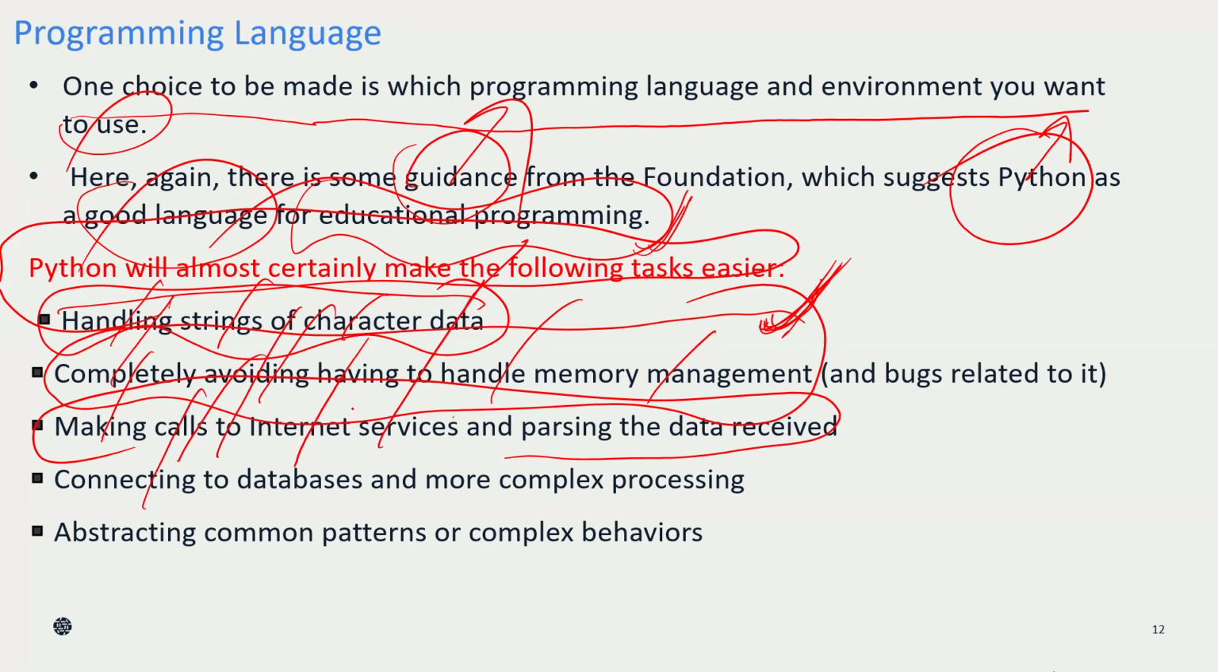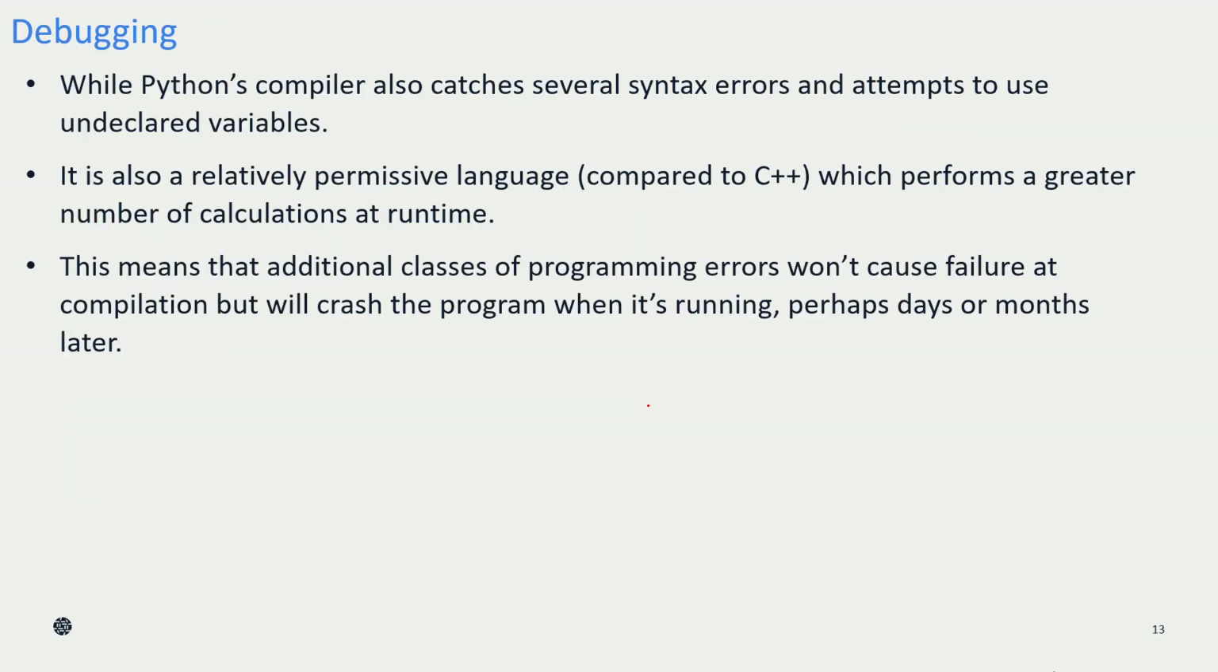Again, connecting to a database and more complex processing. If you use more complex programs, it is still supported. It connects to the database directly for more complex processing. All these are advantages we get over other languages. Hence, it is better to use Python for the Raspberry Pi.